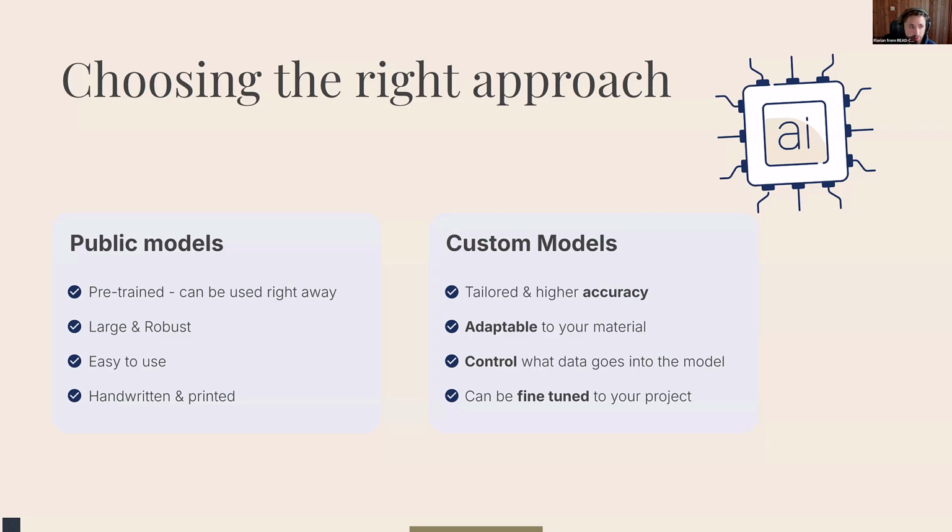They might deliver higher accuracy because you can really tailor them to your material. So your material will be recognized exactly with that model as you have trained it to do so. Like this, they're also more adaptable, and you have full control over what goes into the model, because the model virtually just learns the material that you use as training data for that model. And it can be fine-tuned to your product.